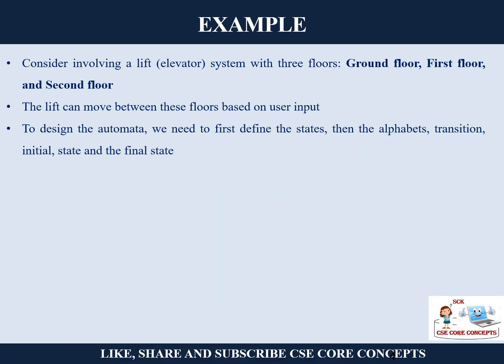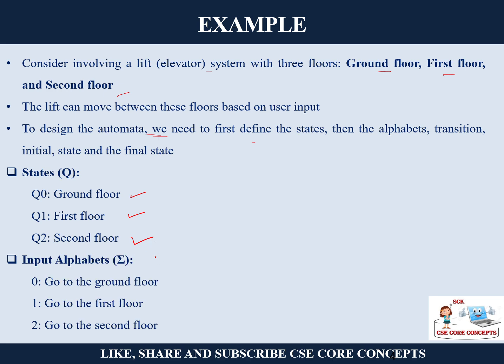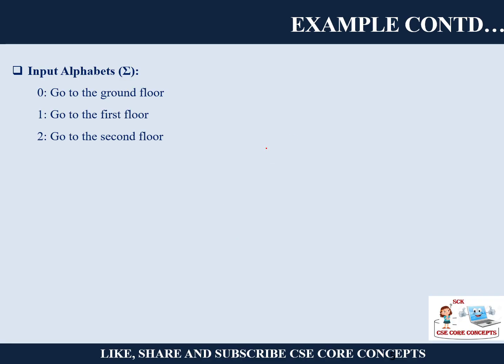So consider a general example. We have a lift or an elevator system. Now there are 3 floors: one is the ground floor, one is the first floor and another is the second floor. The lift can move between these floors based on the user input, whatever button he presses. To design the automaton, you first define the states. So here how many states do you have? Three states: the ground floor, the first floor, and the second floor. Fine. So what is the input? Either you will press 0, or 1, or 2. These are the set of inputs. So the input alphabet is what? You go to these three states, right?